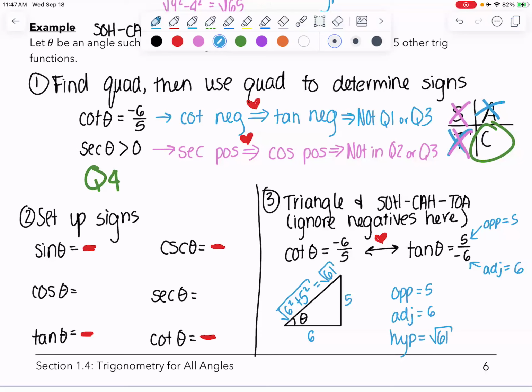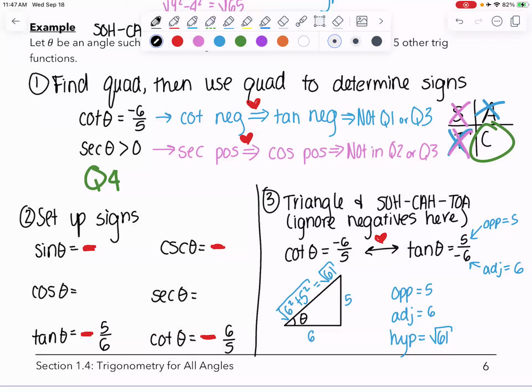We can start filling in over here. First of all, cotangent was given to us. Cotangent was -6/5. I'm going to put that in. The negative's already there, so -6/5. And the flip-C-flu for tangent, tangent is -5/6. Those are done.